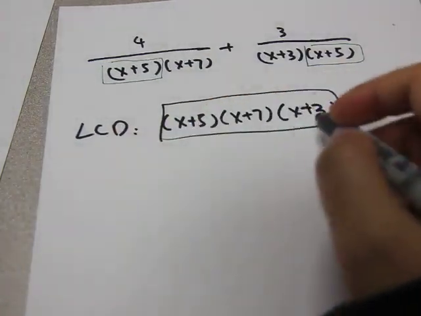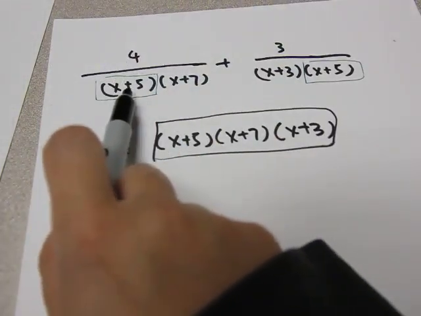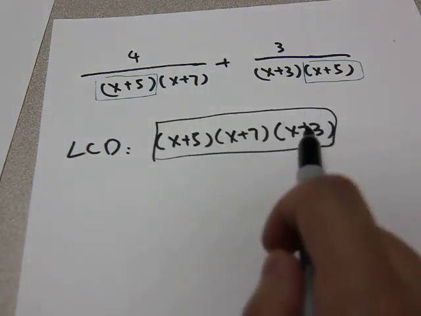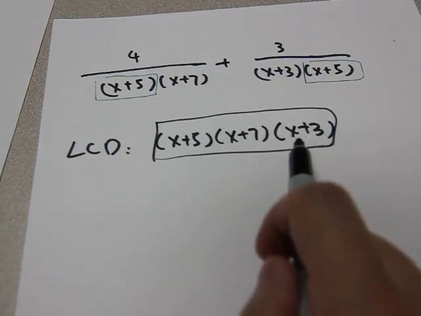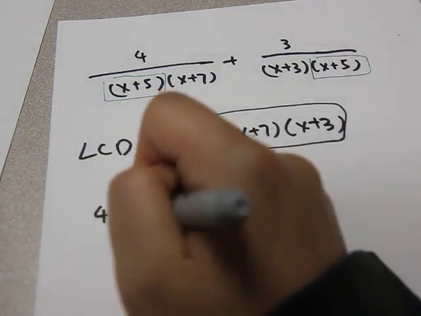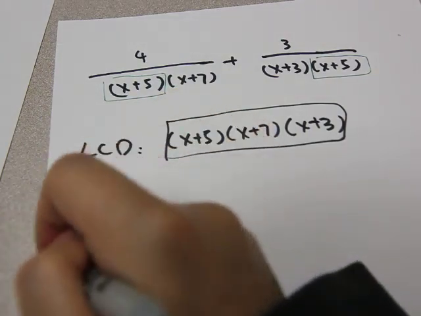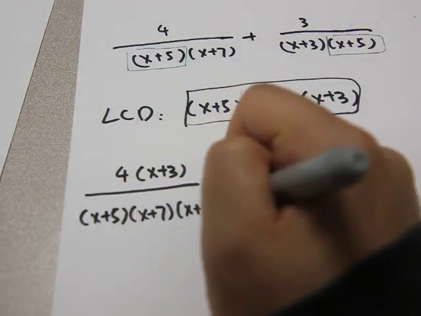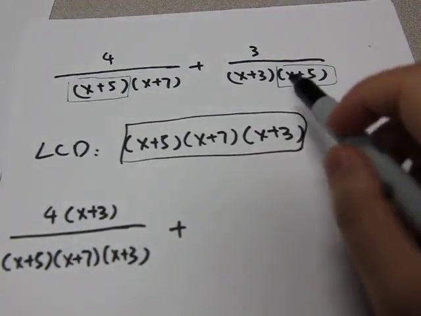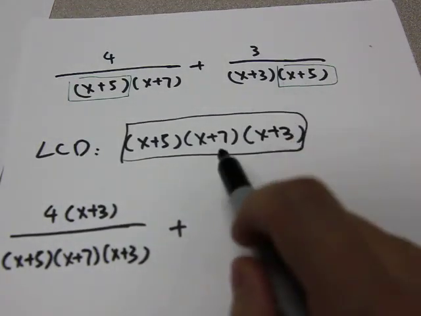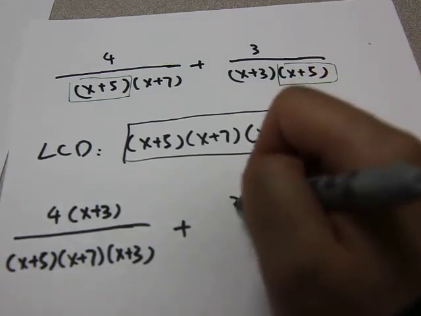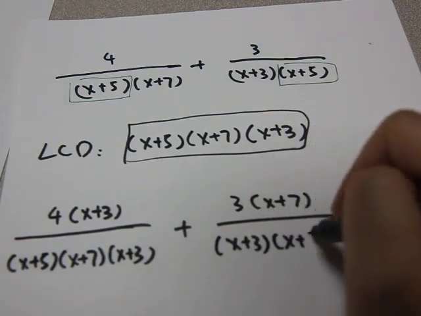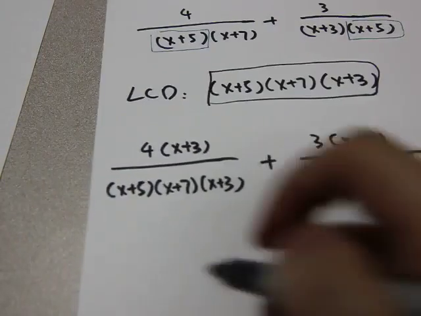Okay, so once we found this, to write the denominator of the first expression as the least common denominator, as you can see, it needs a factor of x plus 3, right? So we multiply the numerator and the denominator by x plus 3. And for the second rational expression, the denominator needs a factor of x plus 7. So we multiply the numerator and denominator by x plus 7. Okay.